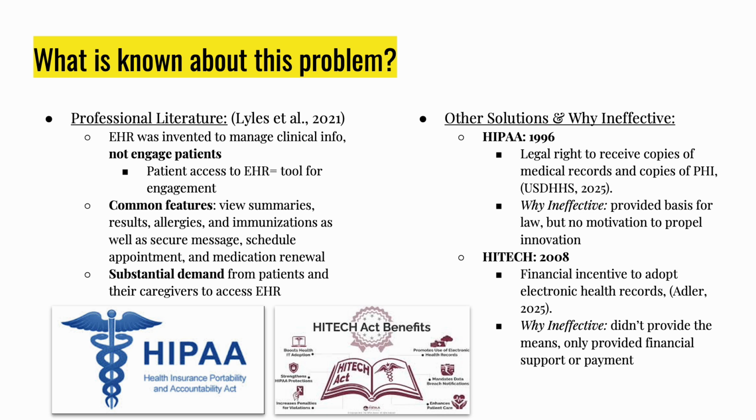There was another solution called HITECH in 2008. The HITECH Act actually encouraged healthcare providers to adopt electronic health records and provide security protections of healthcare data. And how this was achieved was through financial incentives for adopting electronic health records and increased penalties for violation of the HIPAA law that was before. So it incentivized the meaningful use of electronic health records and strengthened the privacy through HIPAA.